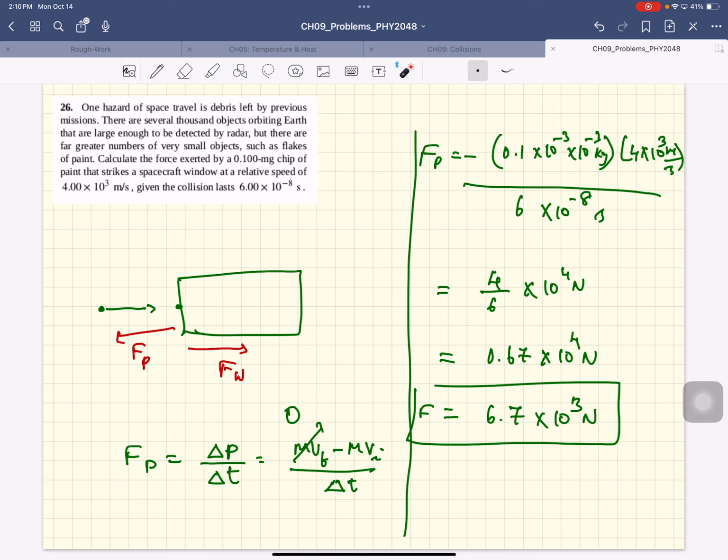So you see even little tiny specks of stuff, because everything is moving fast. And the relative speed is what matters. So the space shuttle is moving this way, and if the speck is moving that way, that's dangerous. If they're both moving with the same speed in the same direction, then that's no problem.